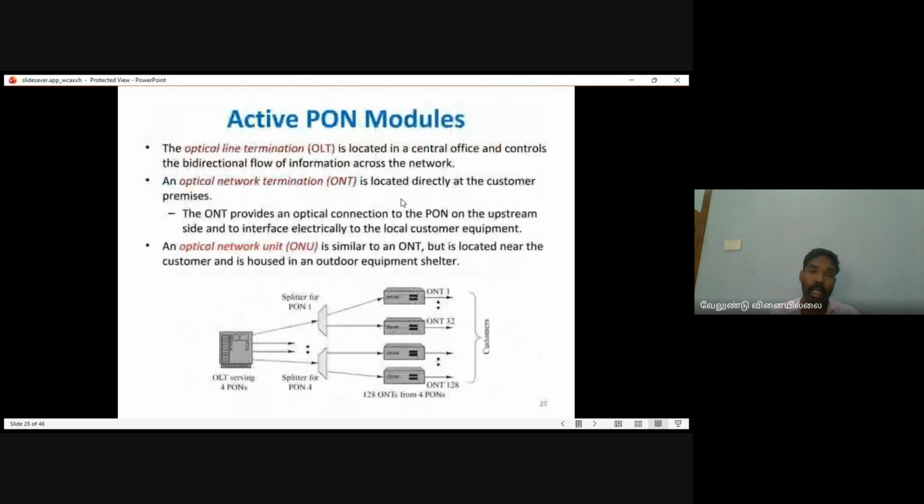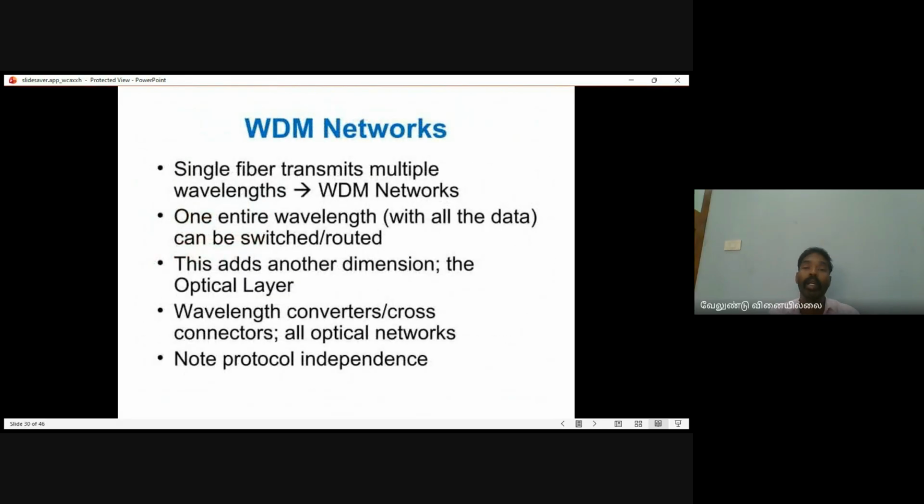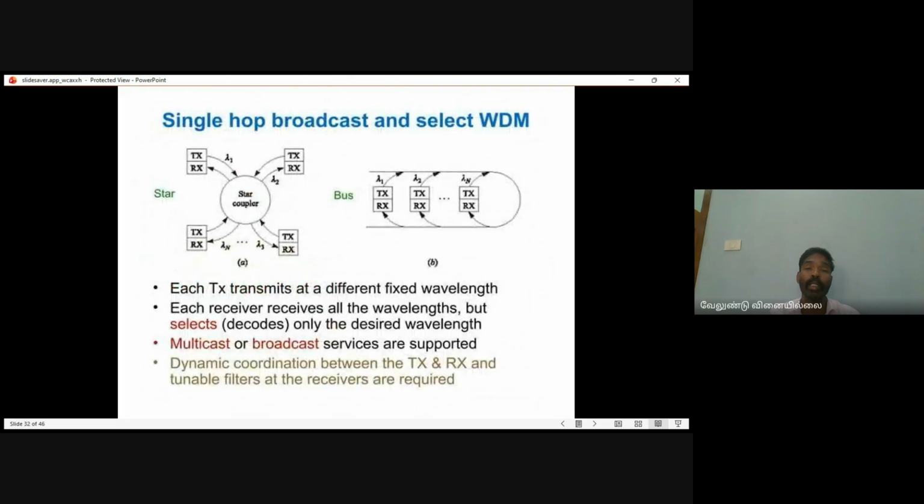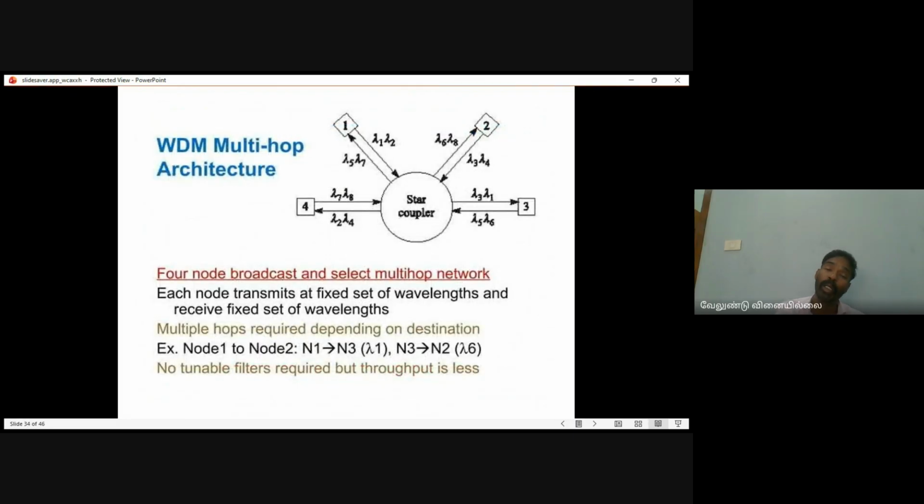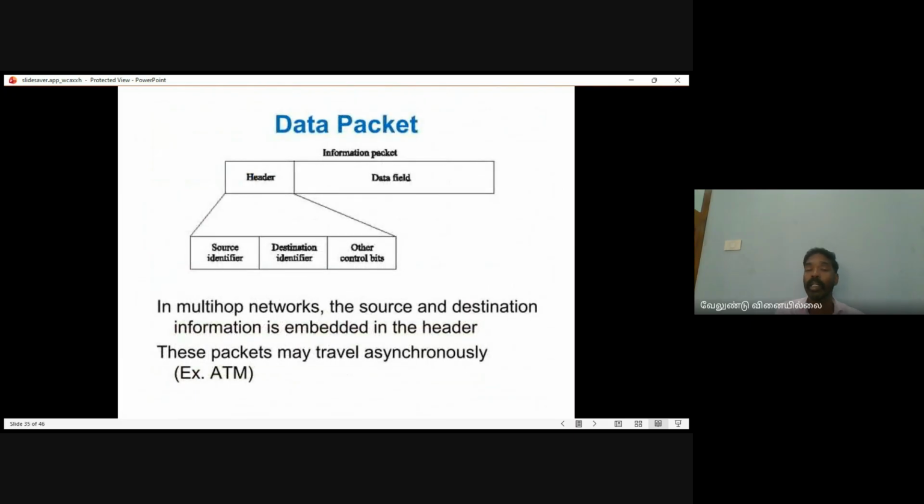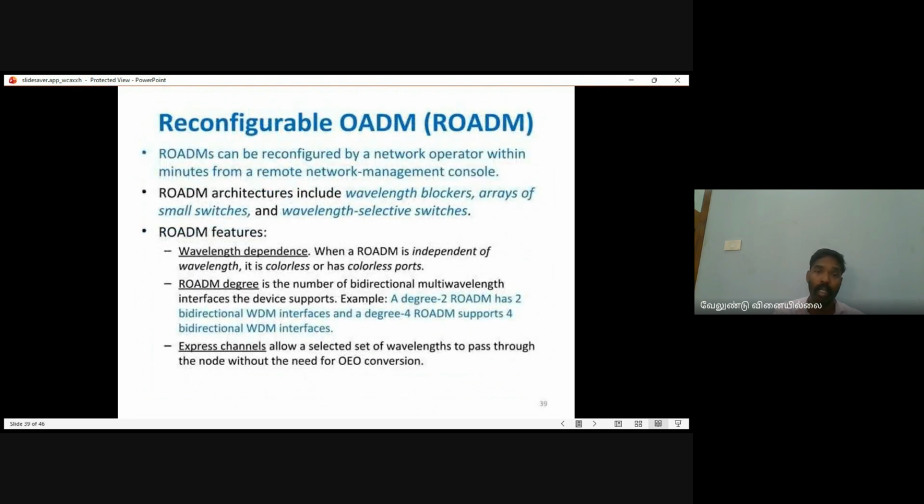PON networks have active PON modules. They contain OLT, ONT, and ONU, and there are PON protection methods, WDM, and WDM architectures. This is a single hop architecture. This is a single hop multi WDM architecture. This is a WDM multi hop architecture. This is a general asynchronous data packet, shuffle network, and the routing is done by wavelength only, not for other things. So the order of multiplexing, and the reconfiguration is done by the blocker network.